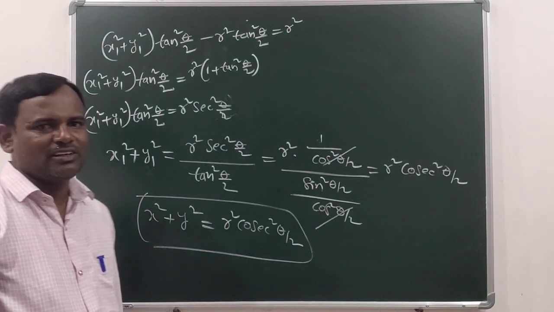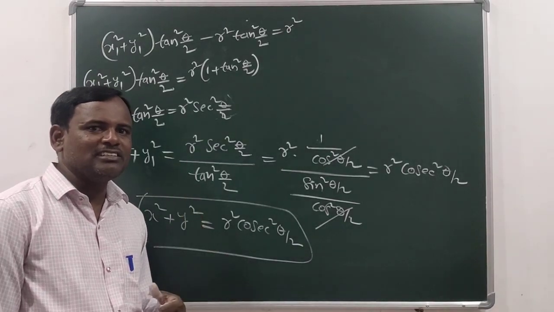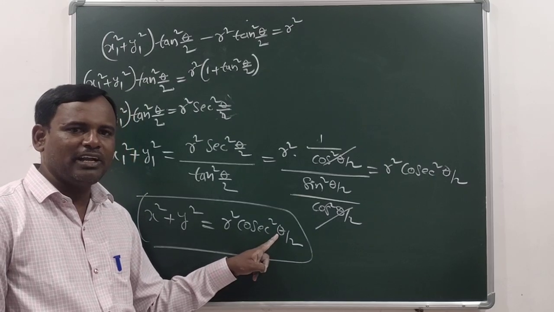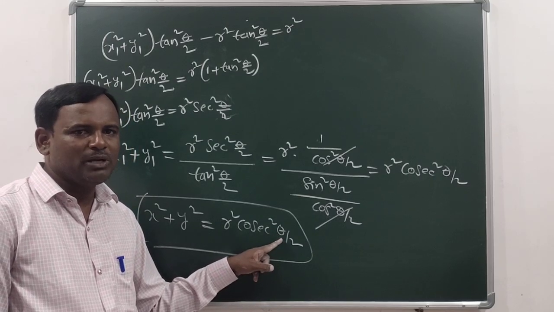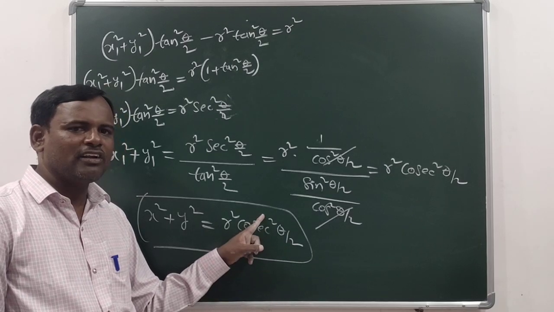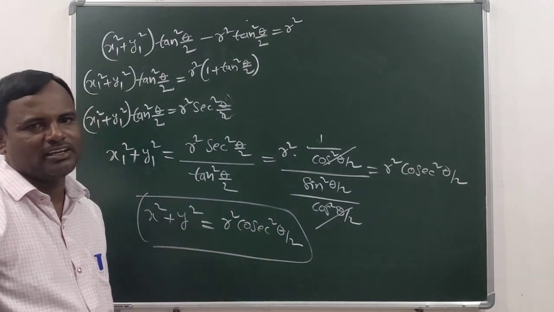So in the previous one, the angle between the tangents was 90 degrees. Now replace this theta by 90. 90 by 2 becomes 45. Cosec 45 is root 2. Root 2 whole square is 2. 2 r square you will get.